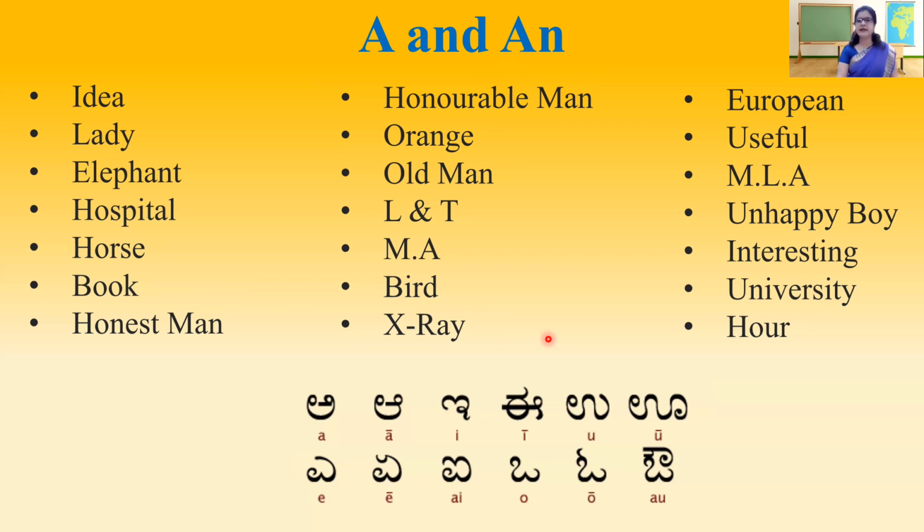MLA. Again, it is a tricky one. He is an MLA. Even though M is a consonant letter, we are pronouncing it M, A. So MLA. He is an MLA. Unhappy boy. U is a vowel letter and it gives you a vowel sound. A. So he is an unhappy boy.